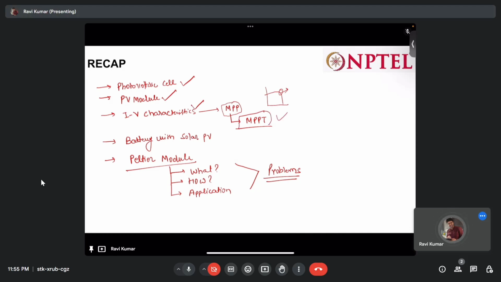After that, we have seen the integration of battery with solar PV, and in this particular class today, we will understand what a Peltier module is, how it works, and what the applications of this Peltier module are. Then we will solve a few problems based on these Peltier systems.